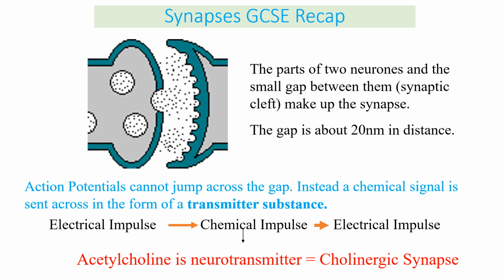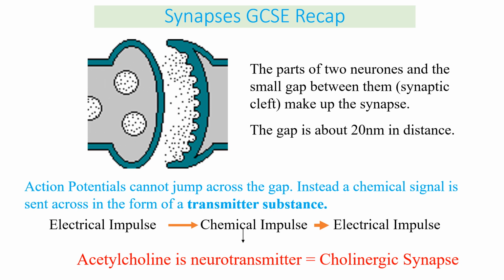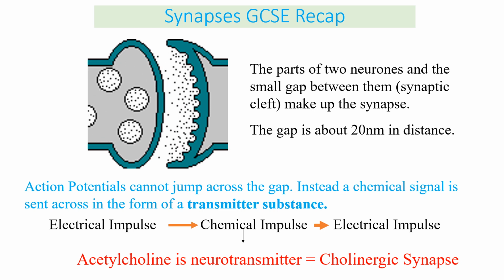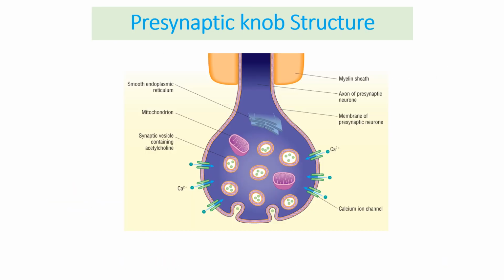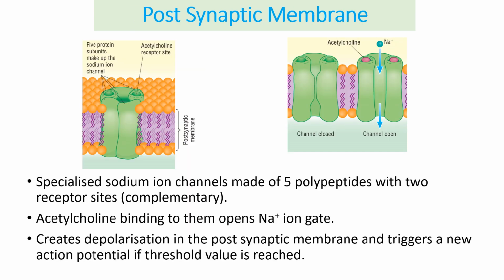We focus on cholinergic synapses where acetylcholine is the neurotransmitter. Here's the basic structure that we need to be able to talk through what is happening here. Key parts of the structure are the calcium ion channels, which open when the action potential arises. There are receptors for the acetylcholine, made of 5 polypeptides with 2 receptor sites, and basically they're like a channel protein, and the channel opens when acetylcholine attaches.